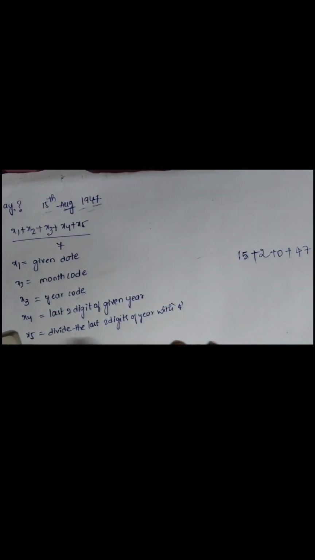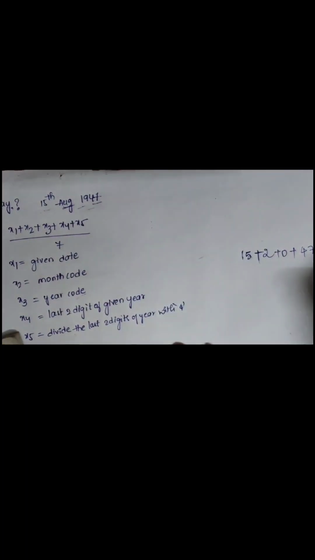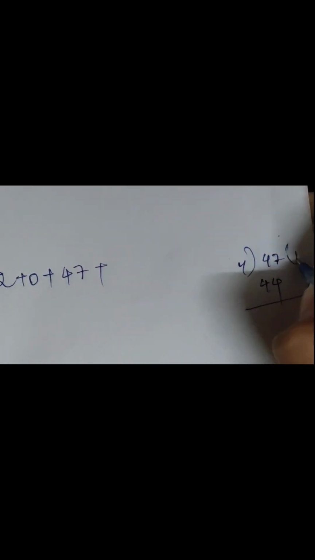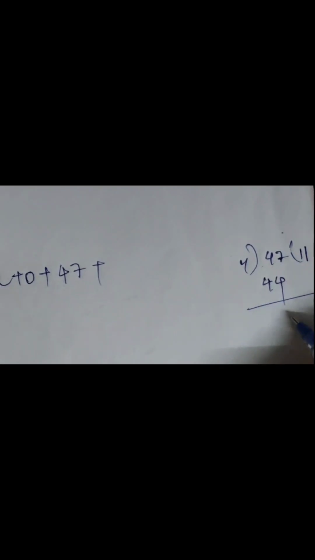47. Next, x5. Divide the last 2 digits of the year by 4. What is the last 2 digits? 47, right? Divide it by 4. In the 4 table, we get 44, which is 11 times. So you need to divide the last 2 digits by 4 and write the quotient here.